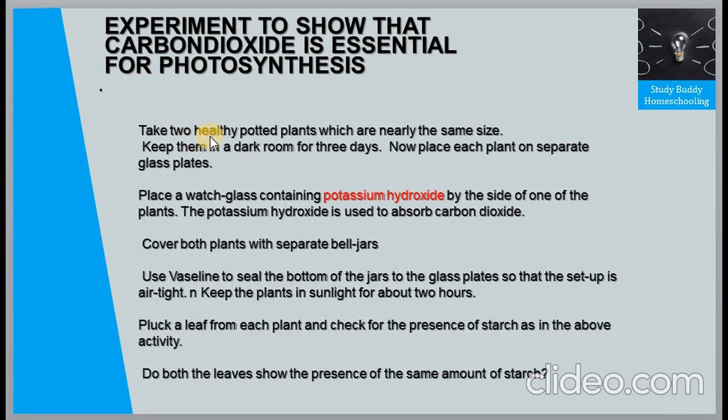All you have to take is two healthy potted plants of the same size. You have to keep them in a dark room for 3 days, again to lose the starch. Now place each plant on a separate glass plate. In one of the plants, you have to place potassium hydroxide in a watch glass and keep it on one side of the plant. What this potassium hydroxide does is it absorbs the carbon dioxide. So you are taking two plants of almost the same size, keeping them in the dark for 3 days so that all the starch is gone.